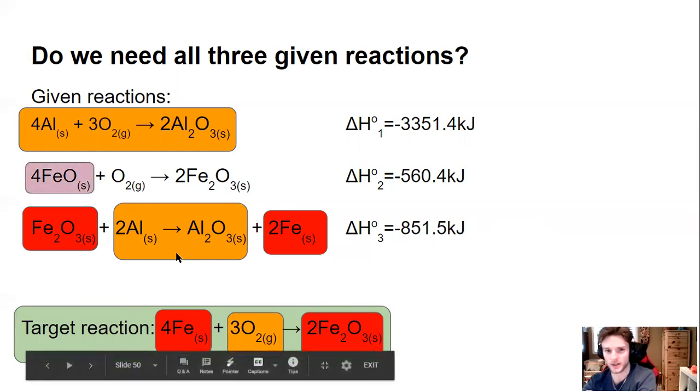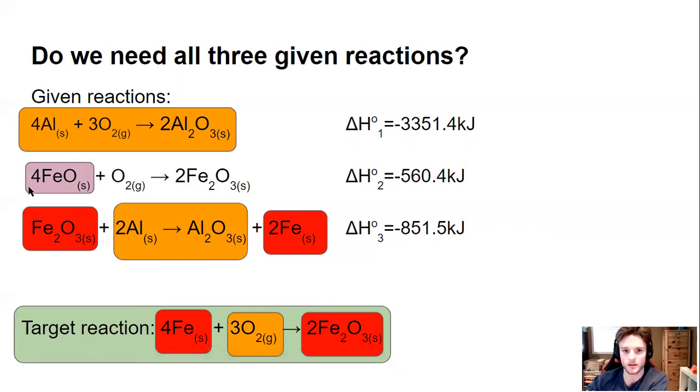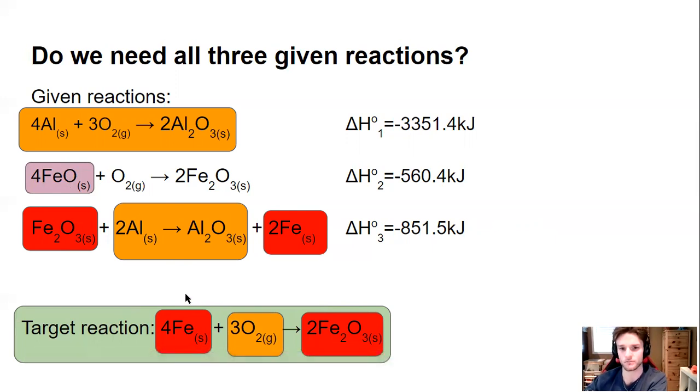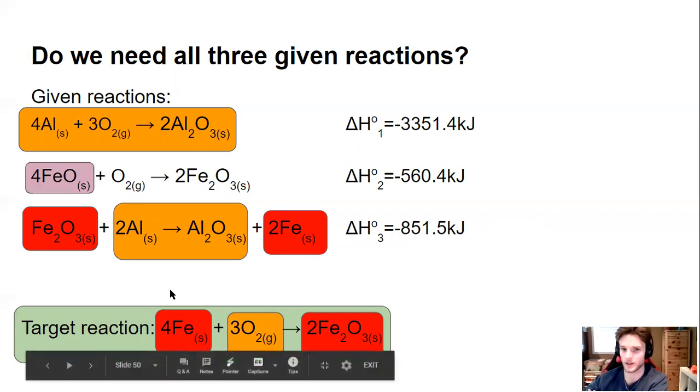Something else we can notice, this term here doesn't show up anywhere else in the target or in the other reactions. So if we use the second equation, there's going to be no way to get rid of that term. And we don't want that term. And if we can't get rid of it if we use it, then we shouldn't be using it.